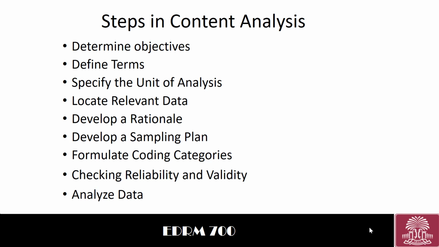Next, we will need to develop a sampling plan for gathering our data and formulate the coding categories. We should also be sure that we have a system in place to help us check reliability and validity. Finally, we analyze the data. One way to do this is to use descriptive statistics like frequencies or percentages.